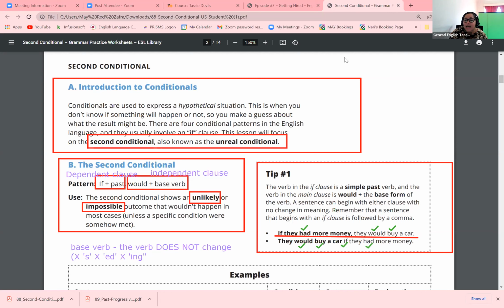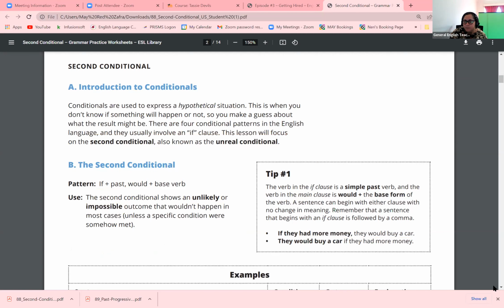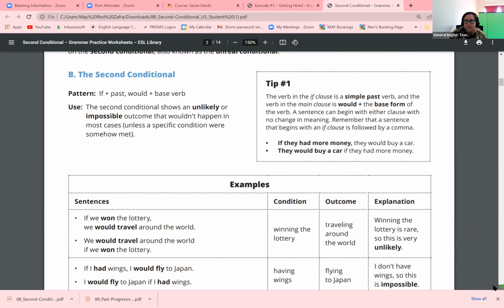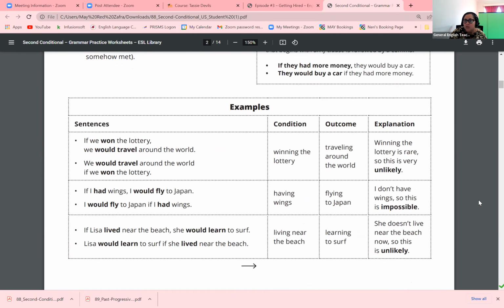Okay, beautiful. So let's have a little bit more examples. I'll just go down a little bit. Okay, so these are the examples. So the first batch of examples.